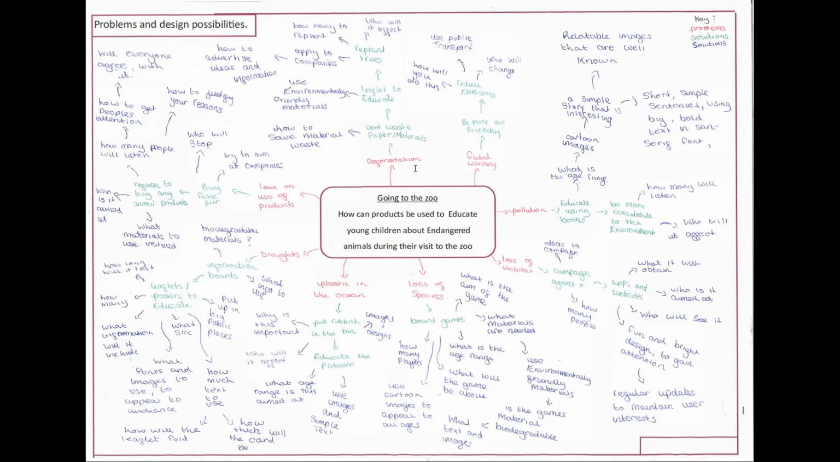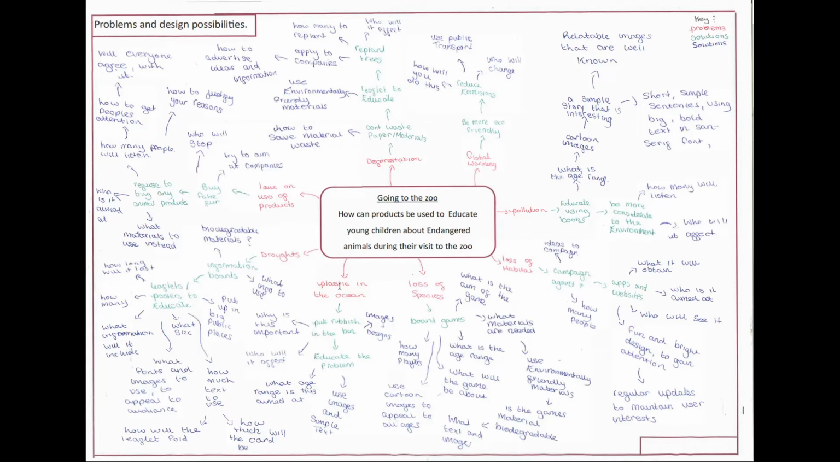So if we have a look at deforestation, what could you do to help with deforestation? They've said don't waste paper and paper materials. They could educate with a leaflet, and that would lead on maybe to replanting trees. So if they're saying don't waste paper, they're saying how to save material waste. So how could you save material waste? They're not giving you an answer to that. Again, it's something to consider. If you're going to make a leaflet, you would use environmentally friendly materials. Again, they're not deciding at this stage what those environmentally friendly materials are. I'm sure they will look at that later if they're going to go down that route.